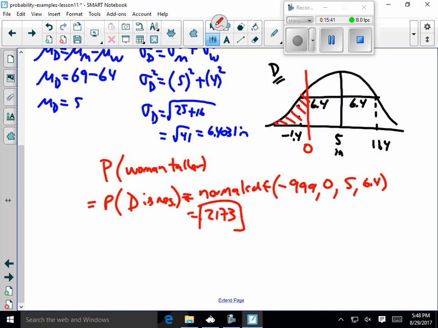So, what's the probability that if I randomly pair a man and woman from these groups, that the woman will be taller? That'll happen approximately 22% of the time. All right. Okay, last question.